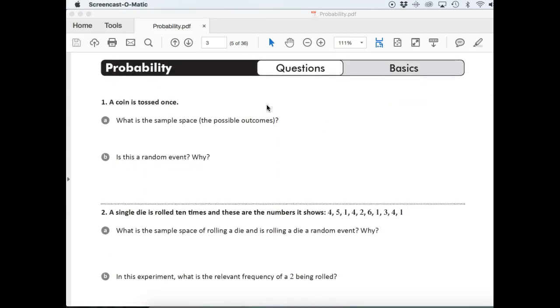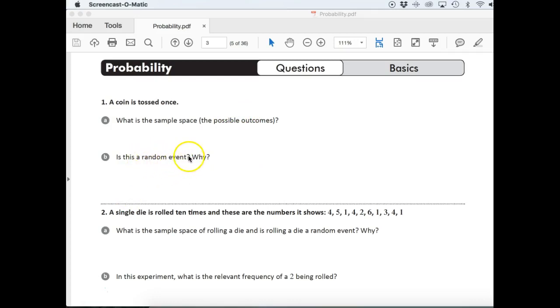Alright guys, your turn. So if you turn to this page, can you have a go at answering these questions? I'll guide you through this one. So a coin is tossed once. What is the sample space? So remember, you're tossing a coin. You can either get a head or a tail. So that means your sample space is going to be one of those curly brackets, head, comma, tail, and a curly bracket. Tell us why this is a random event.